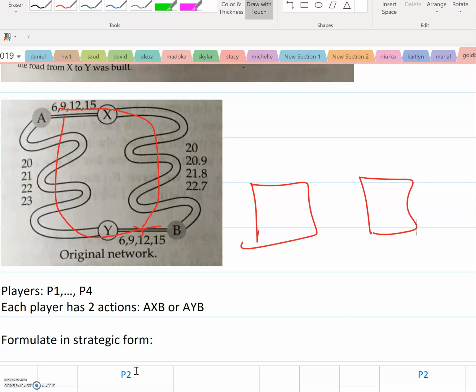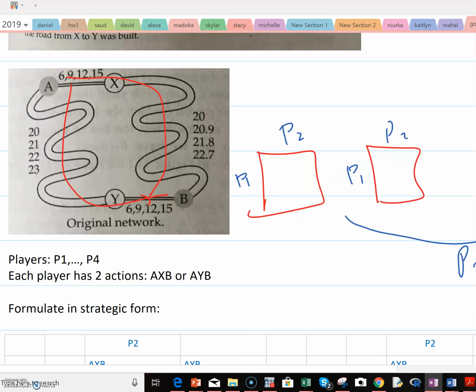Here we have 4 players, right? And the action on each player is AXB or AYB. Now, since we have 4 players, the form would be like player 1 and then player 2 here, player 1, player 2, and then this would be player 3.